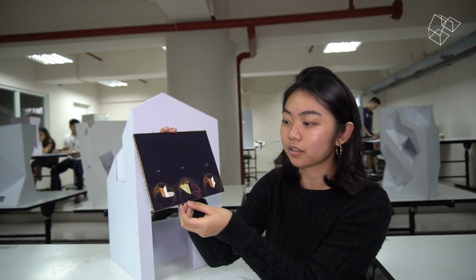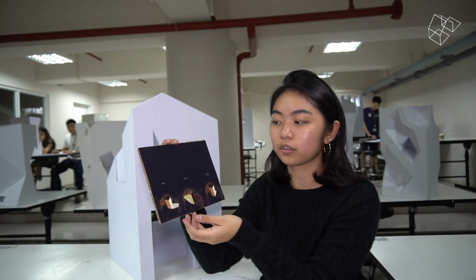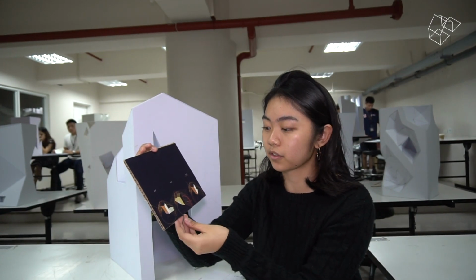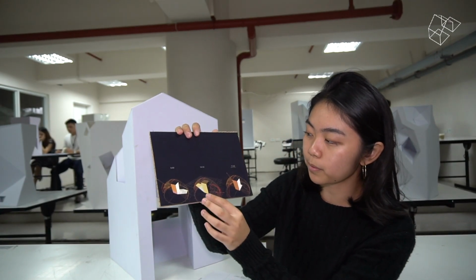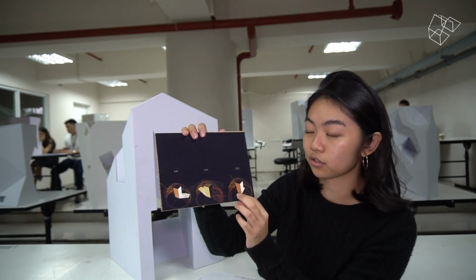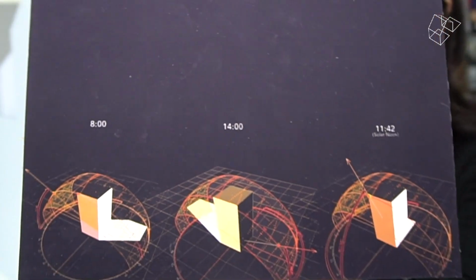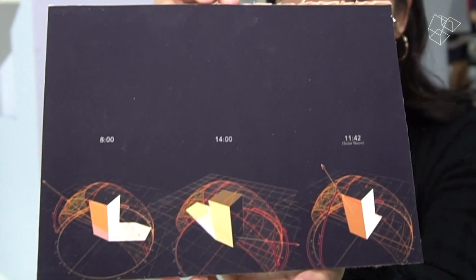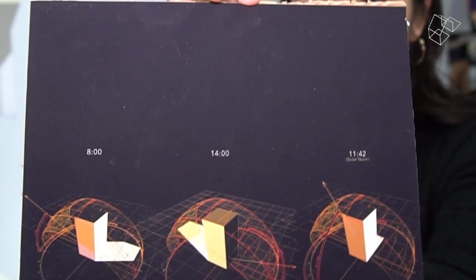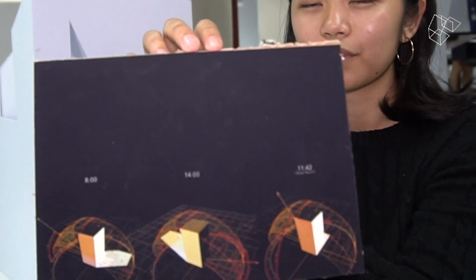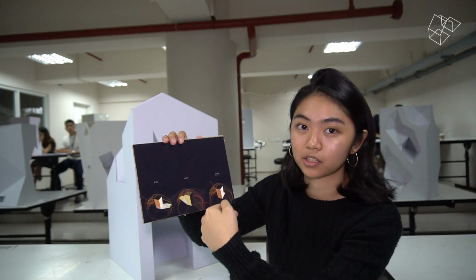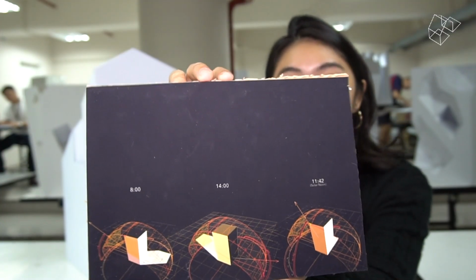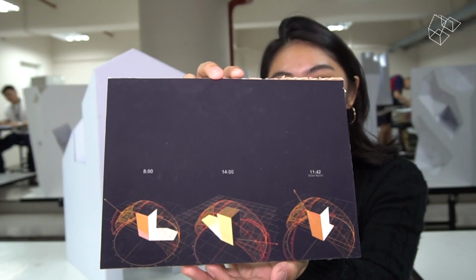We were tasked to choose three specific times in a day. So I chose 8 a.m., 2 p.m., and 11:42, which is solar noon over Salicneta. It's an arc traversing over a certain point of the Earth. And then throughout that arc, you can determine the direction of the sun, the direction that the sun hits a certain point on the surface of the Earth.